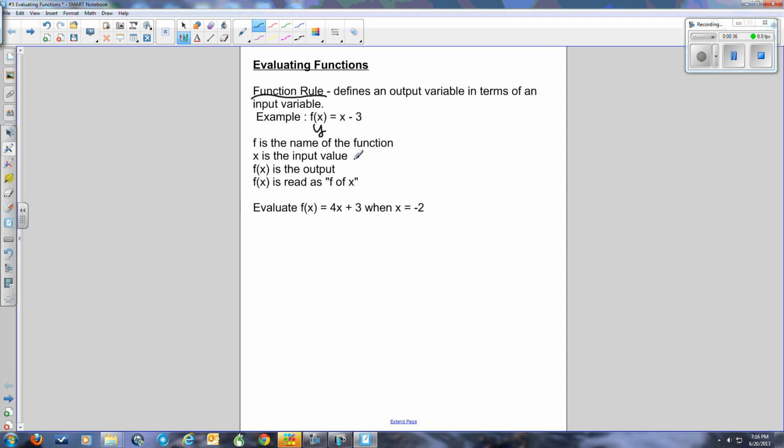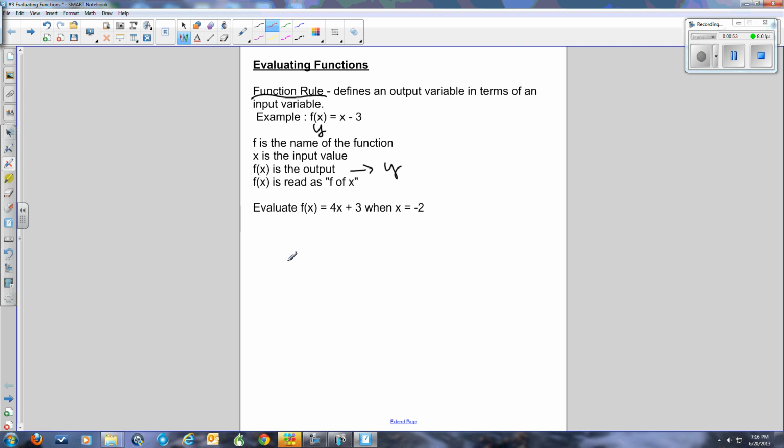X is the input value. X is what we actually substitute into the function. F of x is the output, which we normally call y. And f with these parentheses and x is read as f of x. So let me show you how this works.